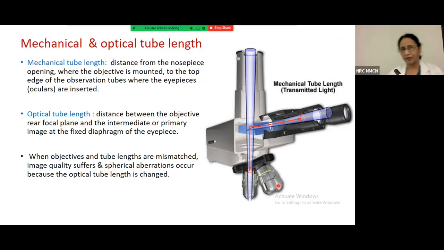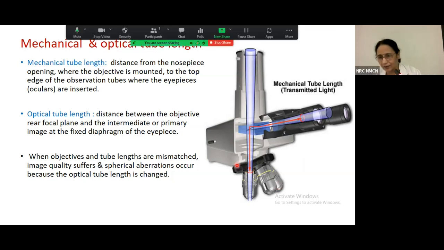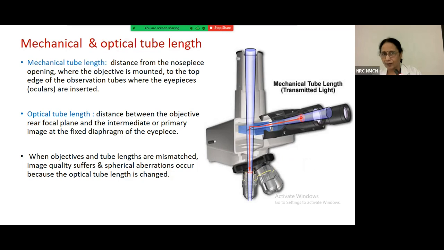Then another terminology is tube length. The mechanical tube length is the distance from the nosepiece opening where the objective is mounted to the top edge of the observation tube where the eyepiece is inserted. The optical tube length is slightly different. It is the distance between the objective rear focal plane and the intermediate or primary image at the fixed diaphragm of the eyepiece. If the objectives and the tube lengths are mismatched, the image quality suffers and spherical aberrations occur.